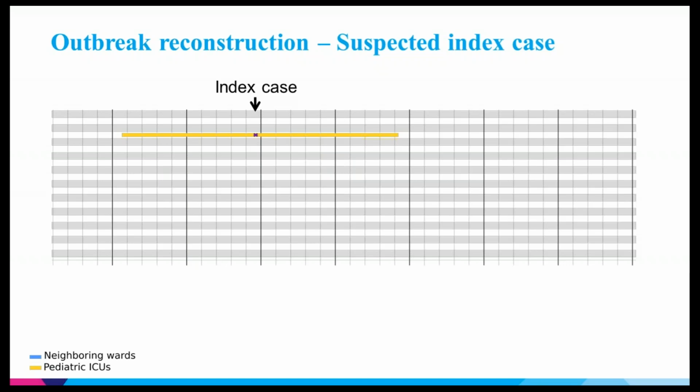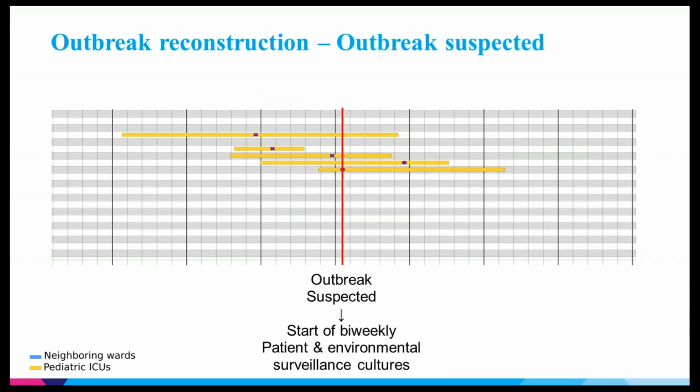So here we have the index case with first isolate collected at this position over here. Following the index case, in the next couple of weeks, there was a slow progression to other cases, and at some point after the third or fourth case was identified, this raised the alarm. There is an increase in frequency, and at this point we suspect that there is an outbreak.